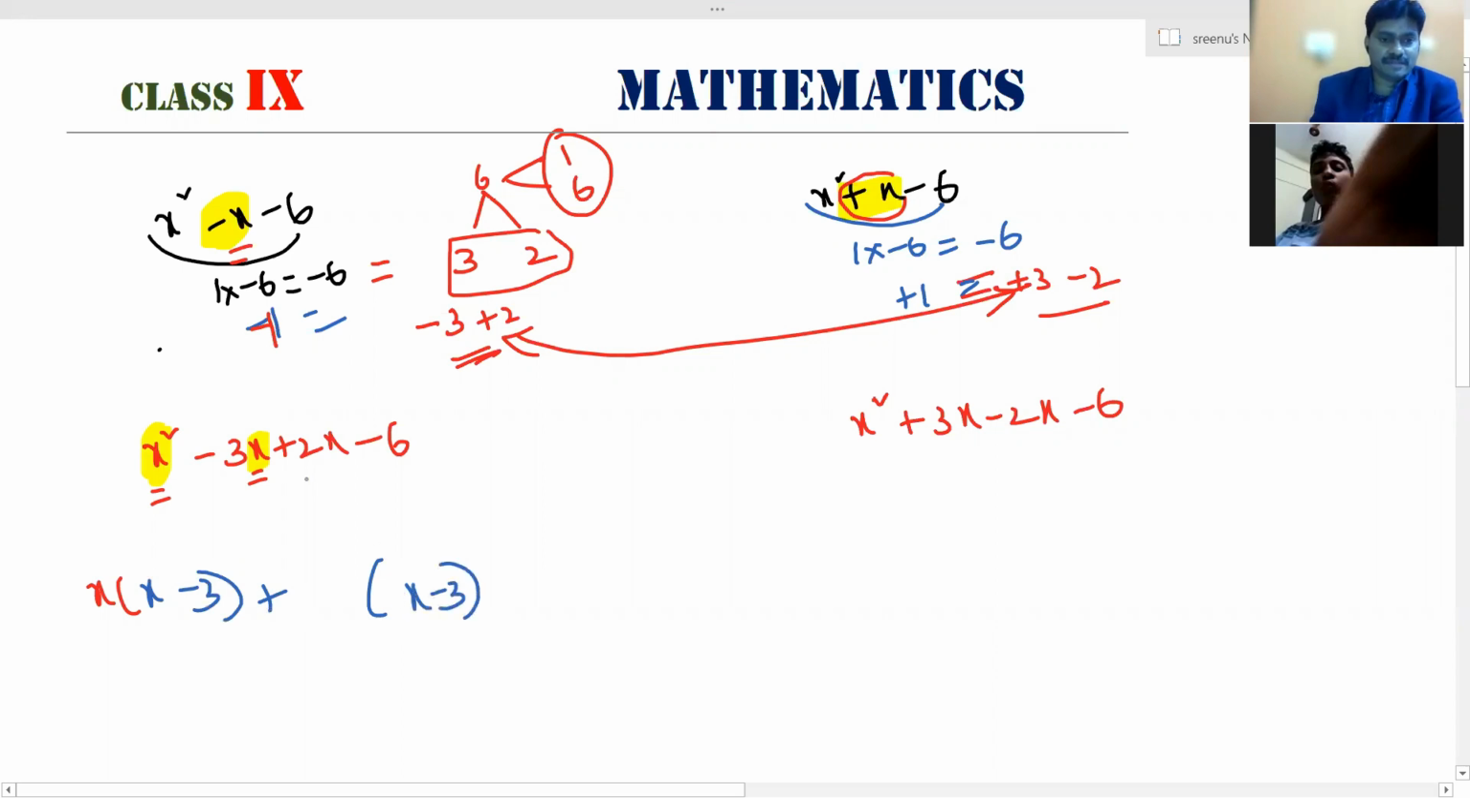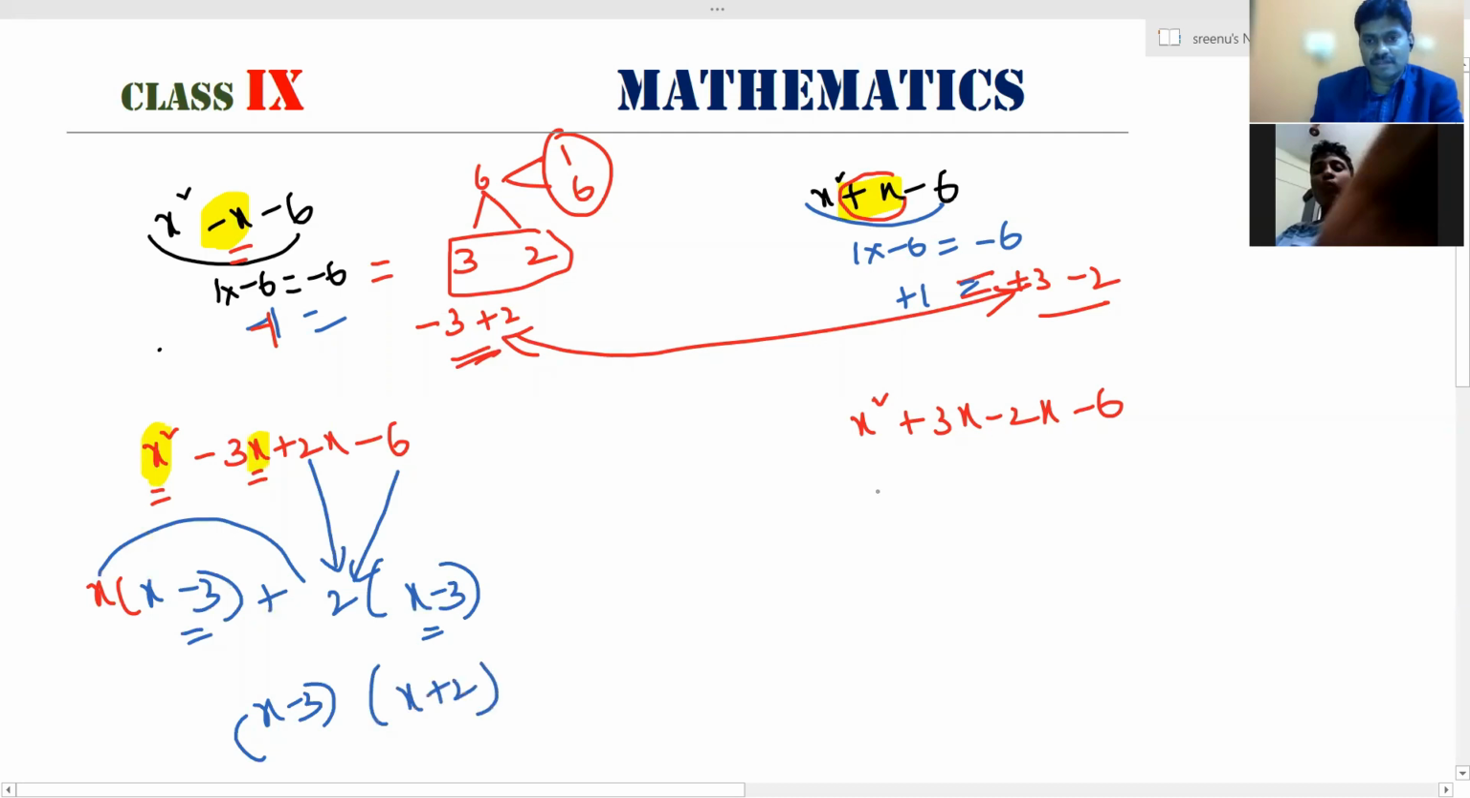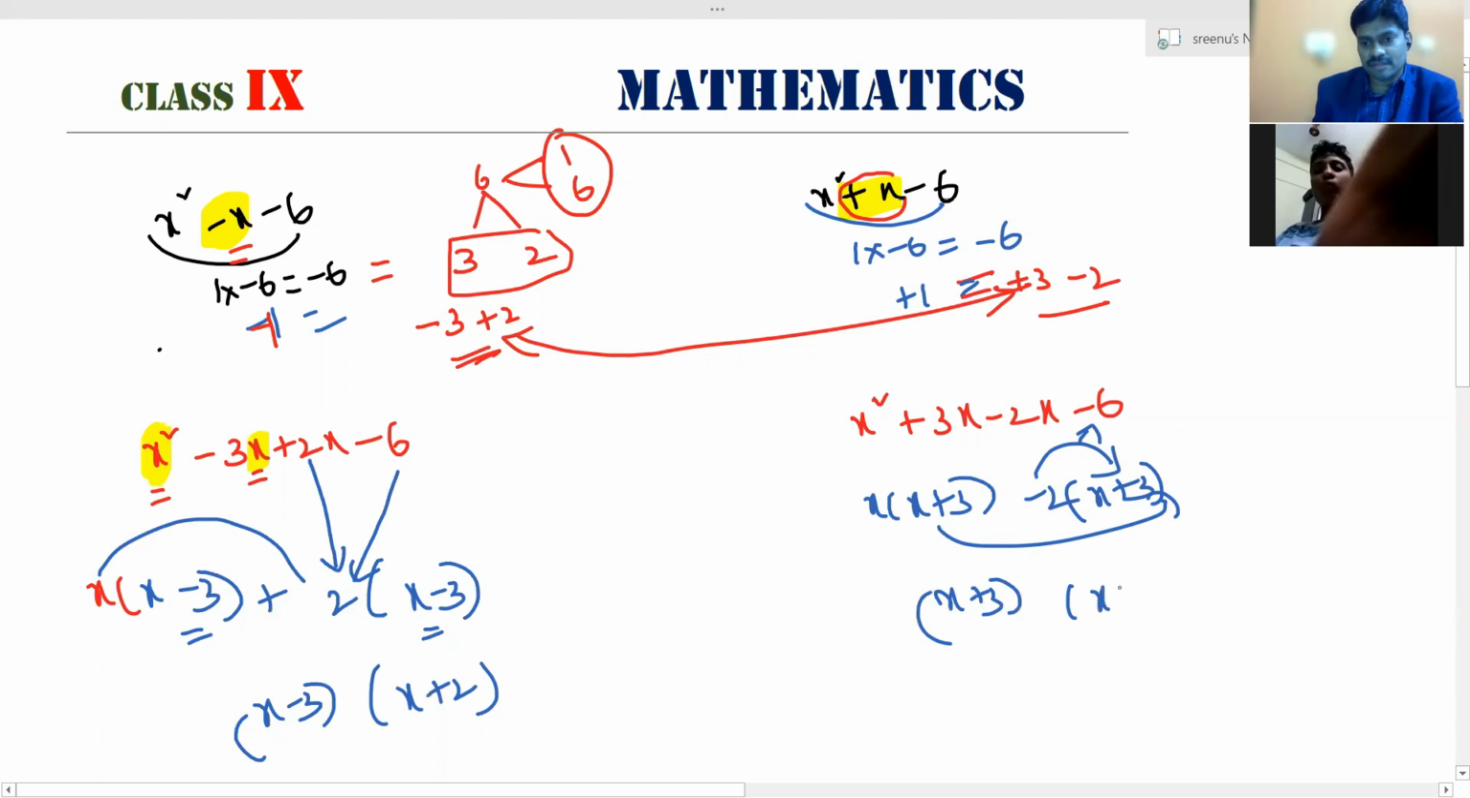Same bracket, please repeat. And here minus 2, will two come. Plus 2, plus 2. So x minus 3 is common again. And here x plus 2 will come. And the same work we will do here, x plus 3. The bracket should be repeated like this. Here minus 2 will come because minus into minus plus minus will come. Then x plus 3, x minus 2, like that. Okay. This is all about factorization.